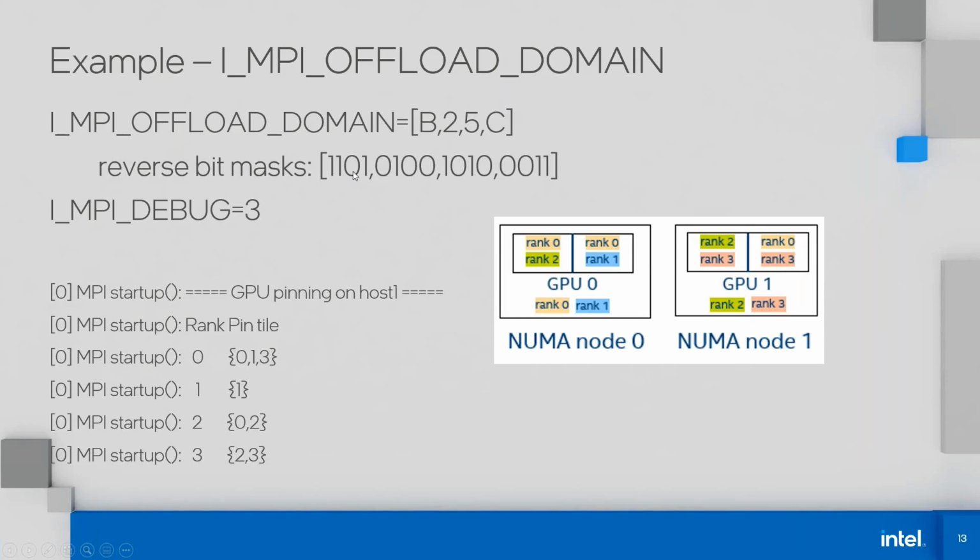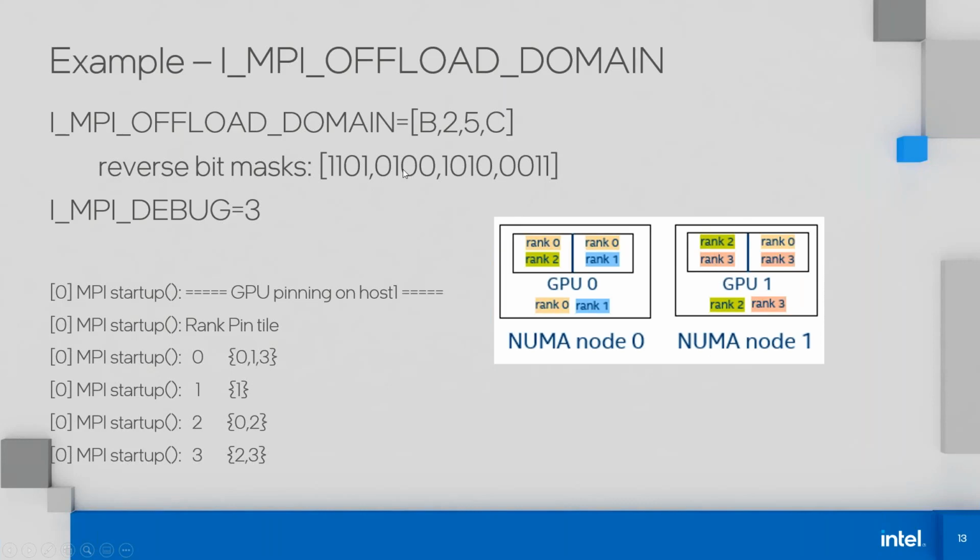0 in the bit mask means that the tile with its index is not available for the rank, and 1 means that the tile is available for the rank. For example, for the rank 0, we have mask 1101, and it means that all tiles will be visible for the rank 0 except the tile with number 2, and you can see it on the picture. So we can see rank 0 except this tile.